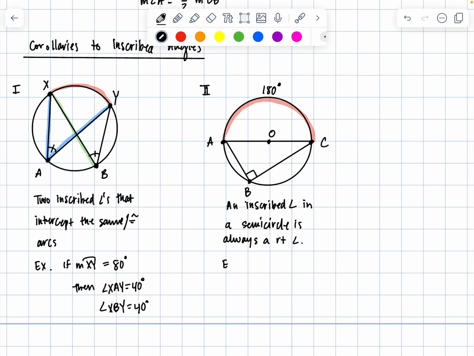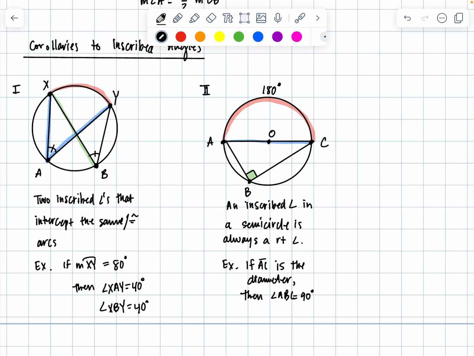So here's a quick example of it. Example: if AC is the diameter, then angle ABC is equal to 90 degrees. AC is clearly the diameter, so we have that intercepted arc of 180 degrees, and then that B will, no matter what, be equal to 90 degrees. So let's draw that angle in green again, just so we can see it. And then the diameter, obviously, right through that middle.